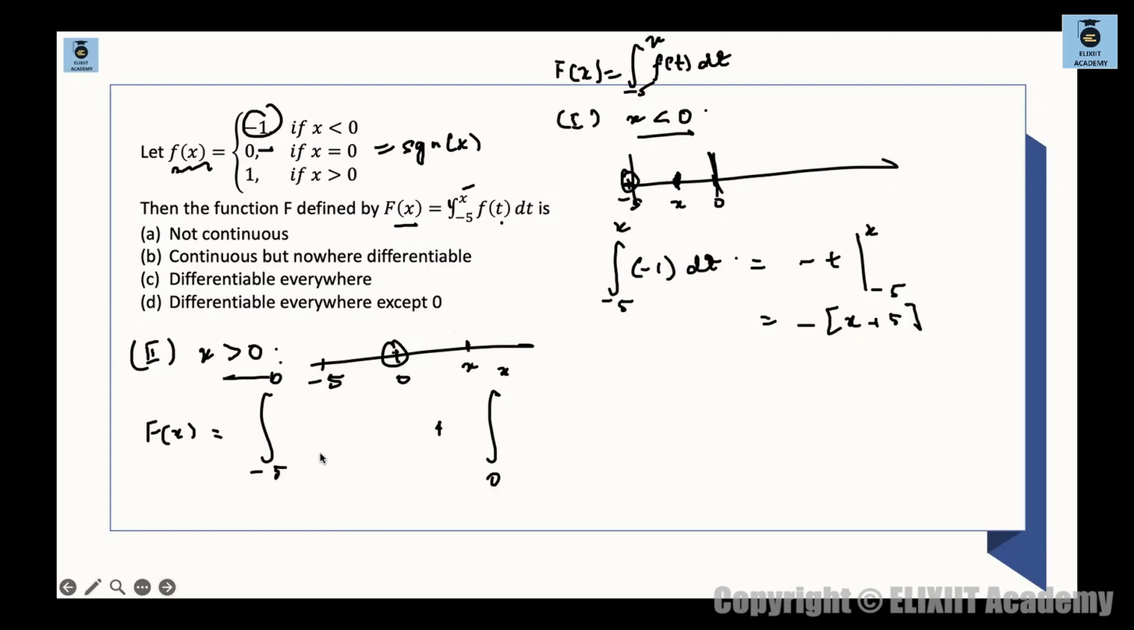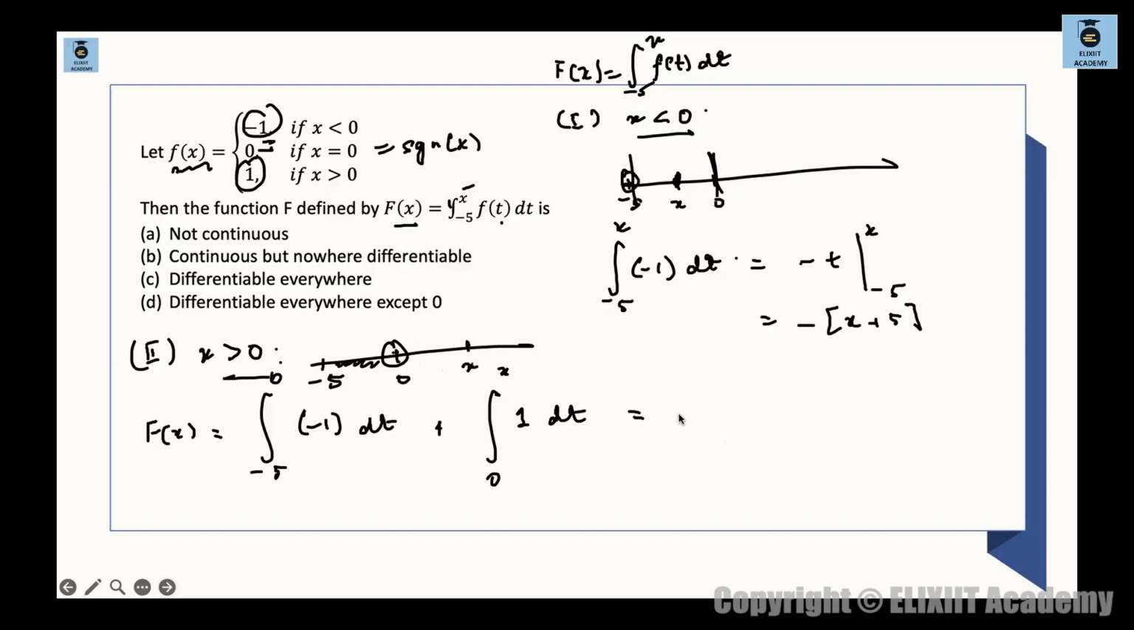So minus 5 to 0 means the values of x are still negative, so f(t) is negative. So when x is negative, this branch will be considered, minus 1. So this will be integral of minus 1 dt. And when x is positive, from 0 to x is positive, so this branch will be considered, f(t) will be 1. So this is integral of 1 dt. And then you simply solve it.